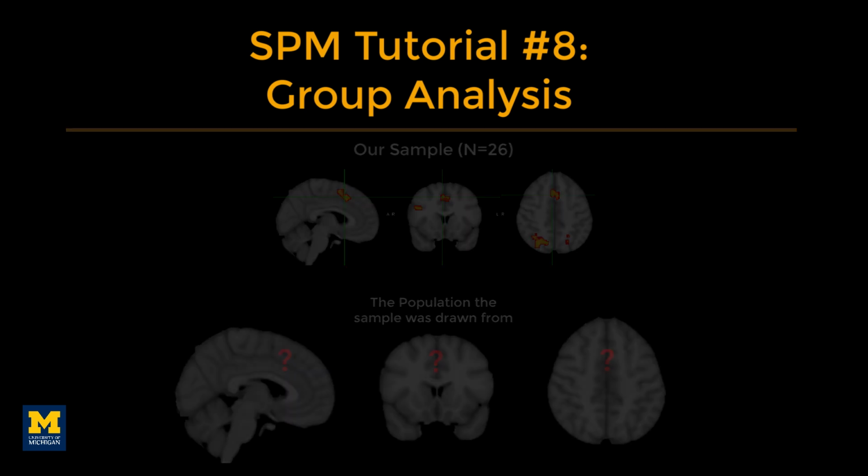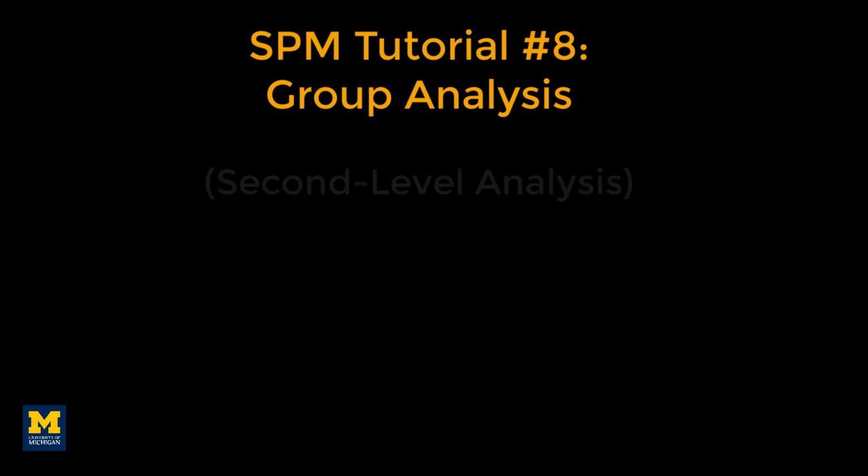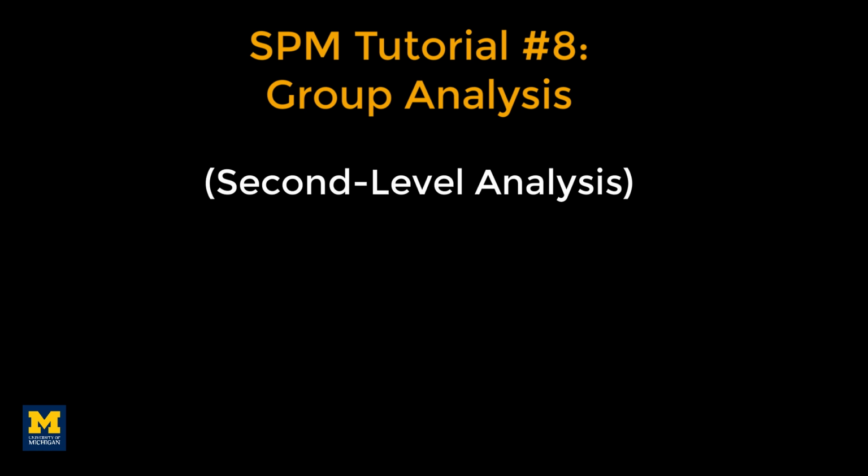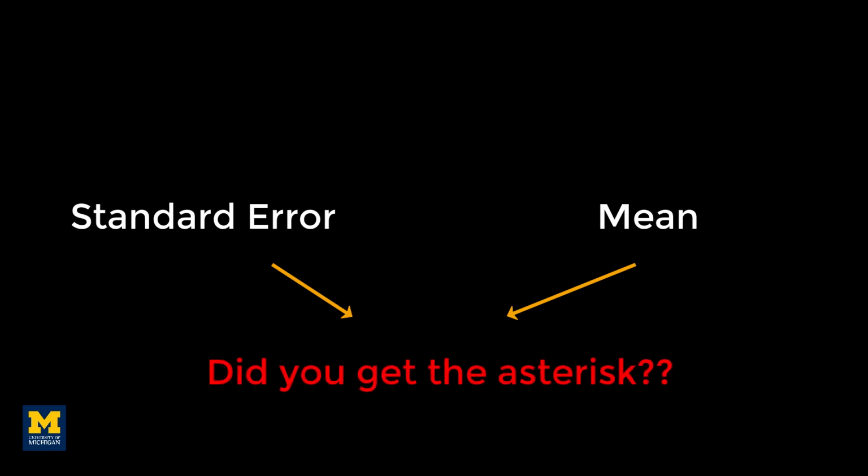To test this, we will run a group-level analysis, also known as a second-level analysis. In SPM, this means that we calculate the standard error and the mean for a contrast estimate, and then test whether the average estimate is statistically significant.